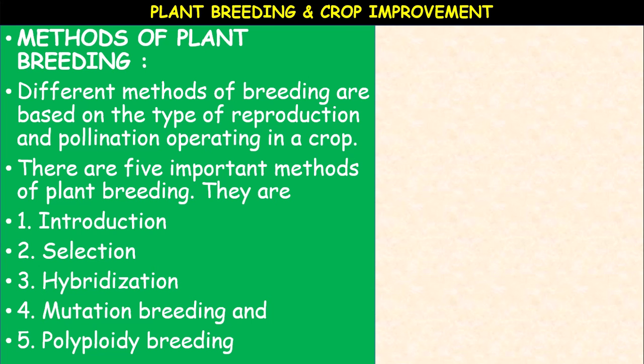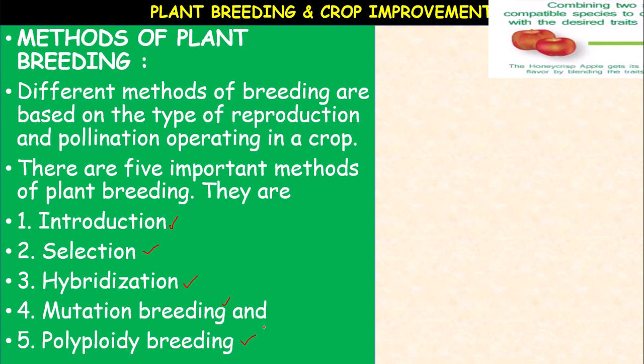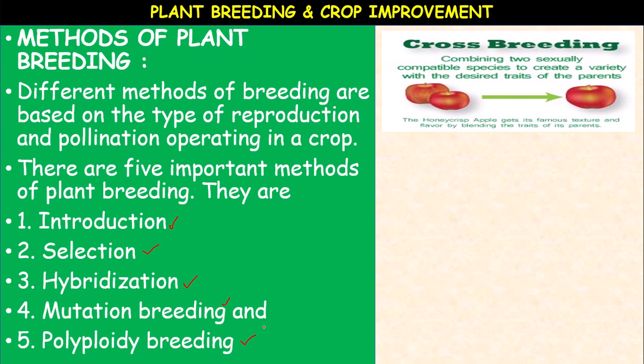Okay. What are they? Introduction, selection, hybridization, mutation breeding and polyploidy or polyploid breeding. Okay. Cross breeding. What is cross breeding? Combining 2 sexually compatible species to create a variety with the desired traits of the parents. Okay. Here one example is given, apple. The Honeycrisp apple gets its famous texture and flavor by blending the traits of its parents.